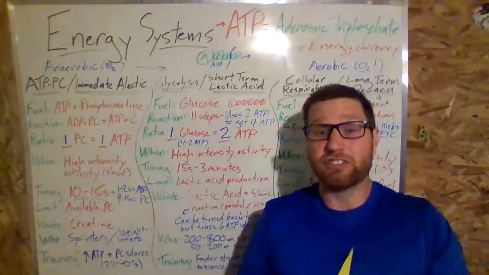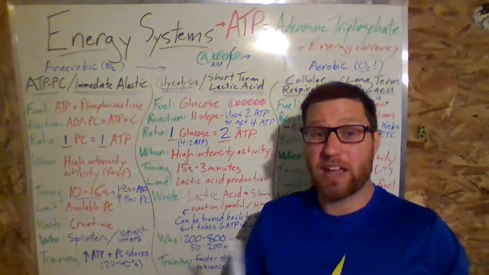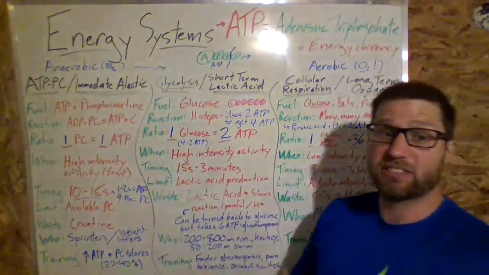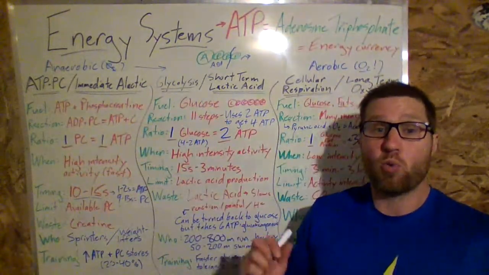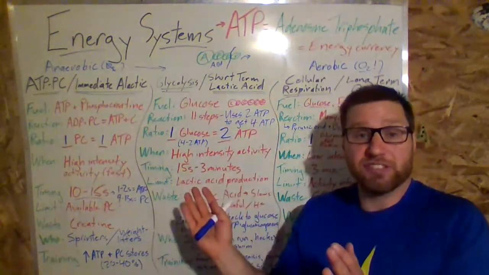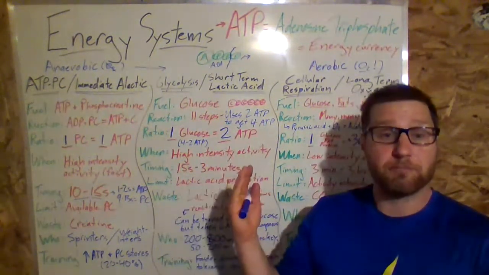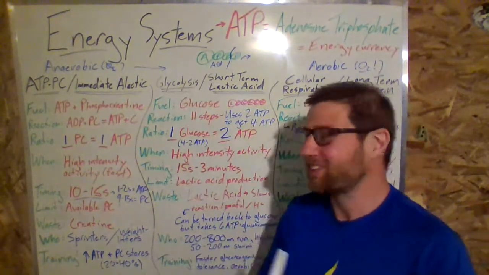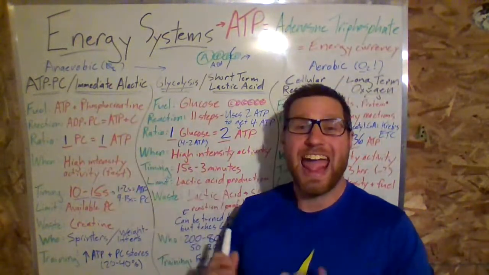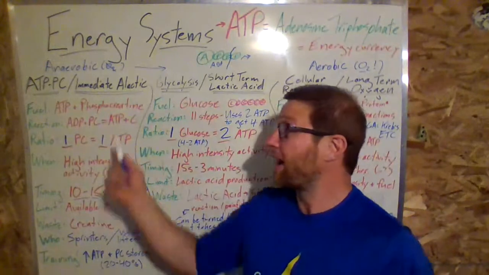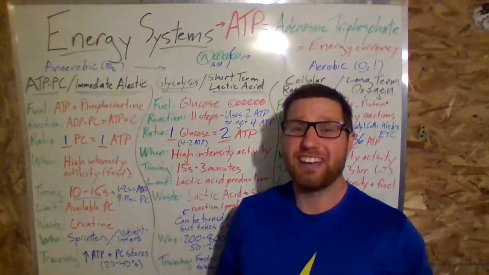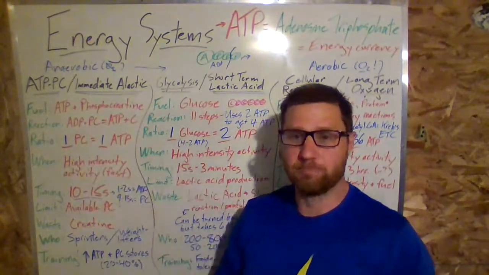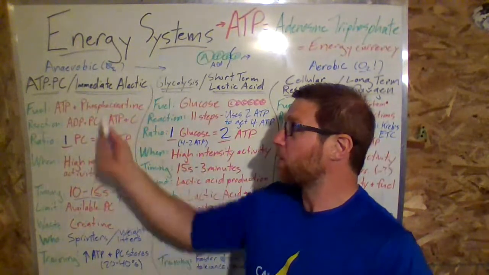Two big overarching topics or titles to our energy systems are anaerobic and aerobic. Anaerobic means no oxygen, and obviously aerobic means with oxygen present. So we have two systems that are anaerobic, and we have one system that's aerobic. Okay, so where do we get the ATP from? So let's go. First system is our ATP-PC system, or our immediate alactic system. I'll tend to use immediate alactic, but either way, all these names are interchangeable. So ATP-PC or immediate alactic.